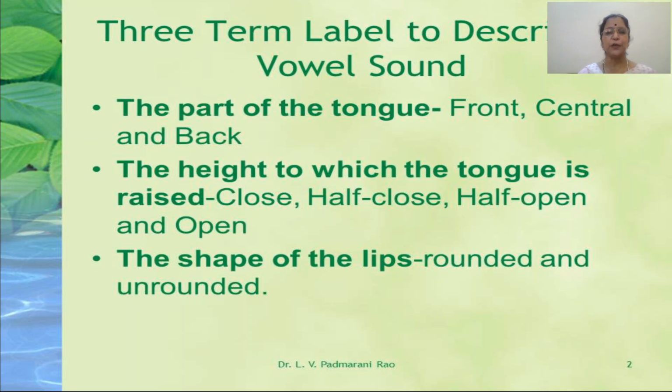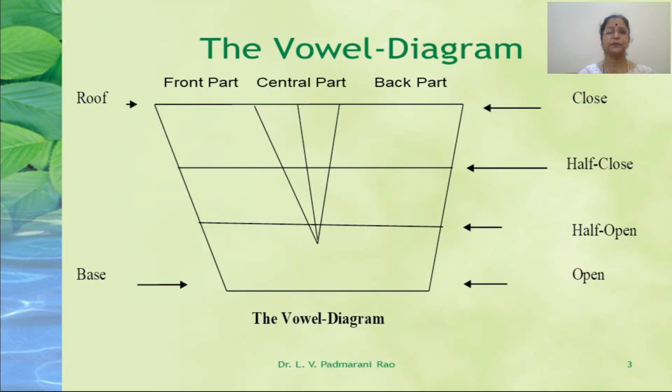Of the various shapes that the lips can assume for the production of speech sounds, two important shapes are essential for the description of the vowel sounds. One is rounded if the lips are rounded when the sound is pronounced, and the other is unrounded if the lips are unrounded when the sound is pronounced.